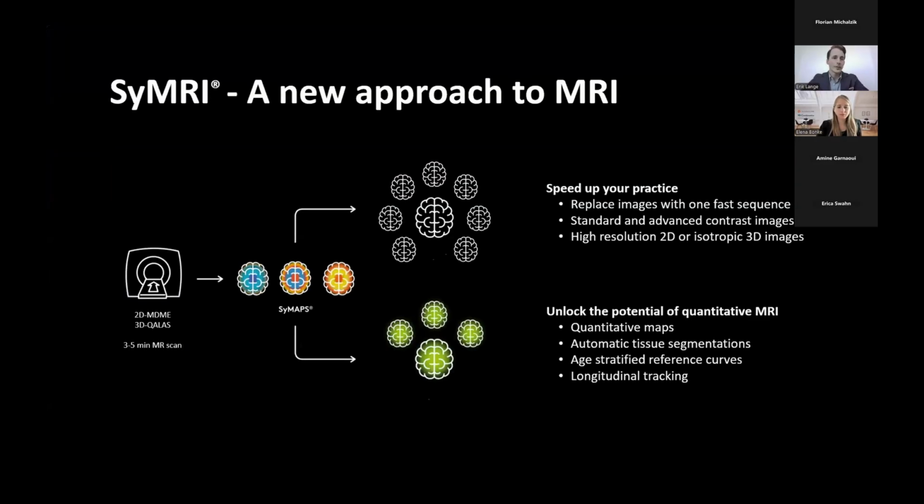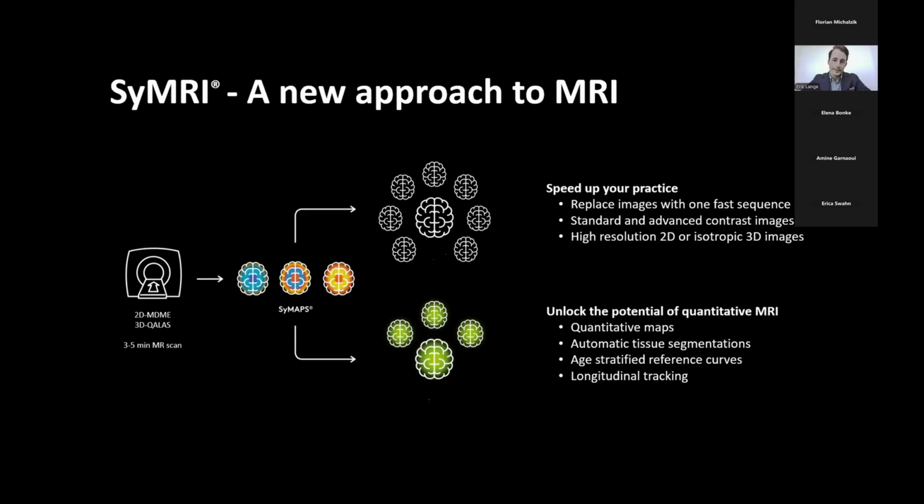So SyMRI represents a new approach to MRI, one that moves beyond traditional contrast-weighted images. Instead of running multiple sequences for different image contrasts, SyMRI starts with one single fast quantitative acquisition, typically completed in just a few minutes. From that one scan, we can generate objective tissue measurements like T1 and T2 relaxation time and proton density, and then use those values to create almost any contrast you need.